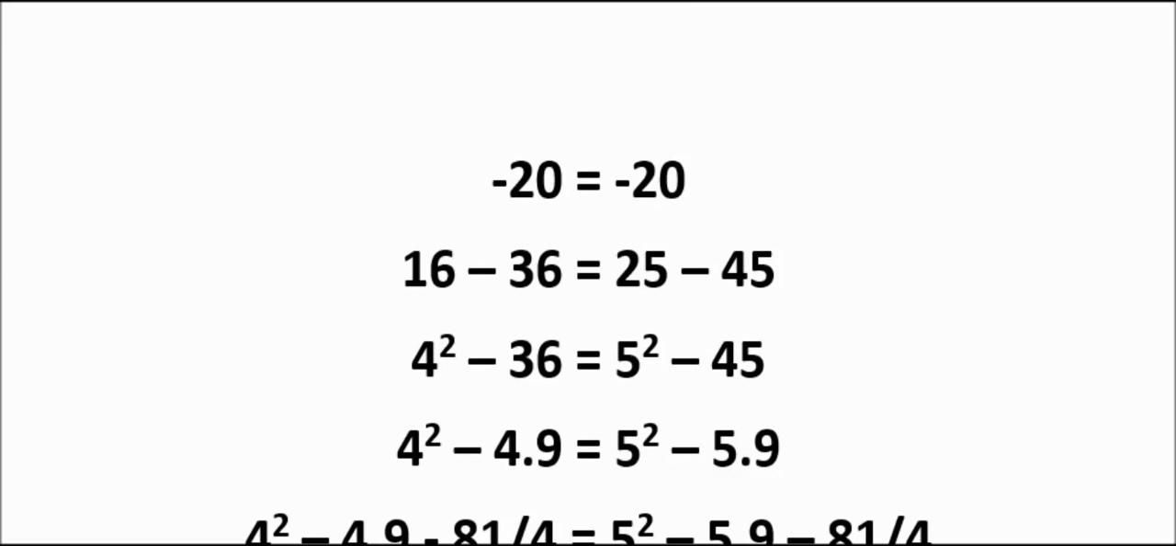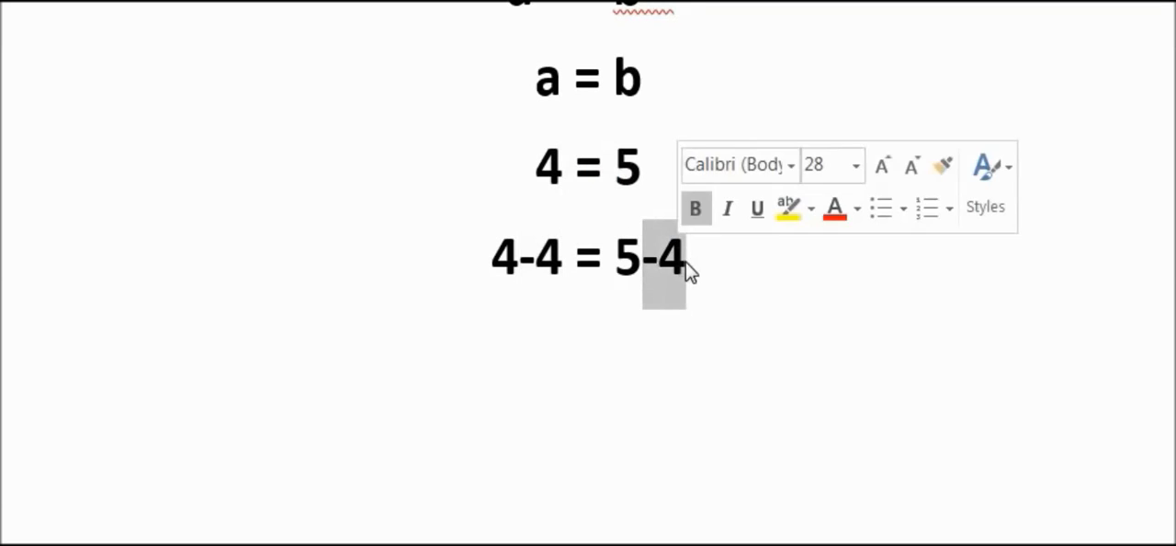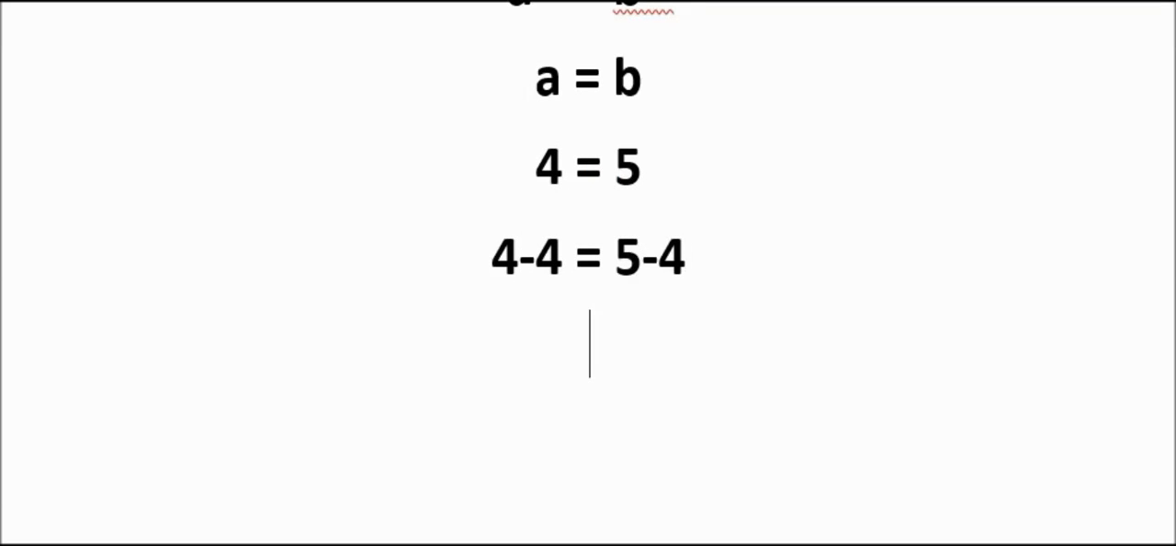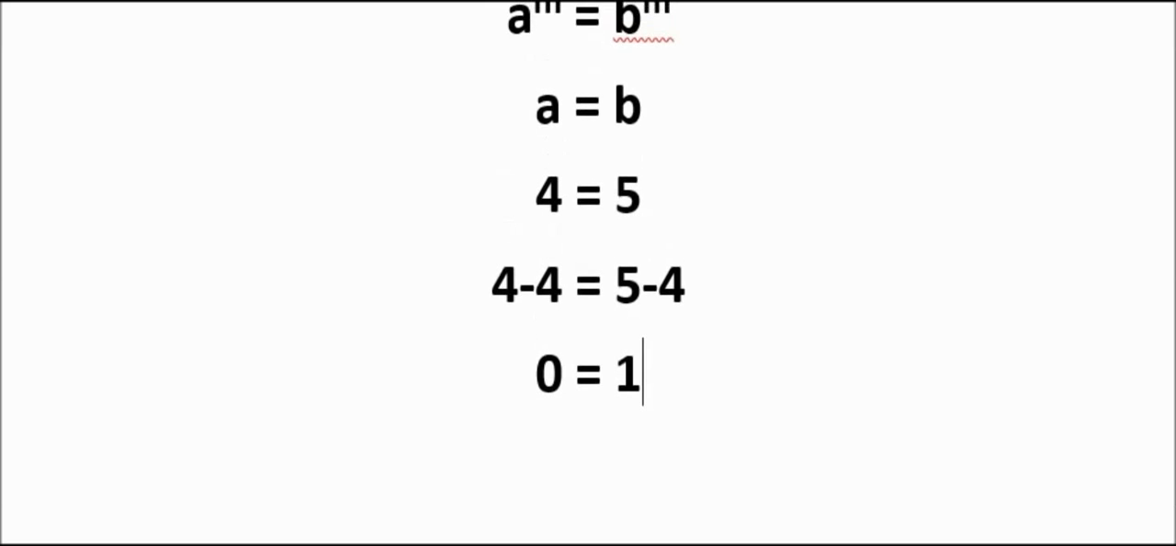Interestingly, what started as minus 20 equals minus 20 has become 4 equals 5. We can further write that as 4 minus 4 equals 5 minus 4. I'm just subtracting 4 on both sides, so it's still equal, which gives you 0 equals 1. So there you go. This is the inequality that math has, probably.